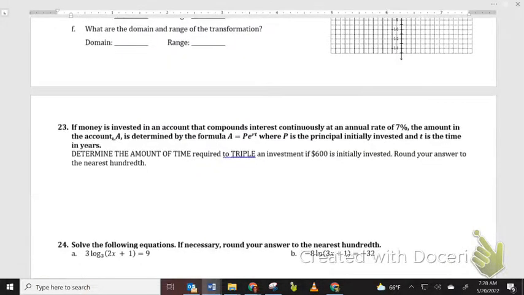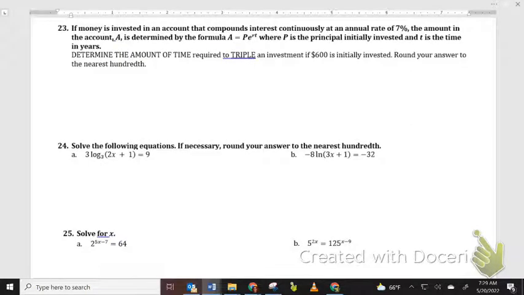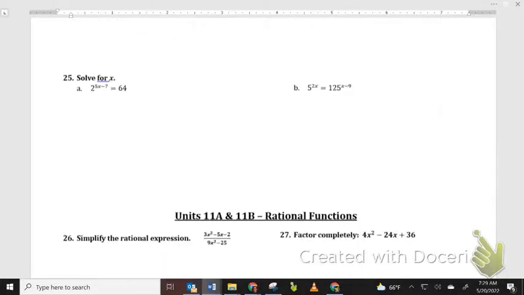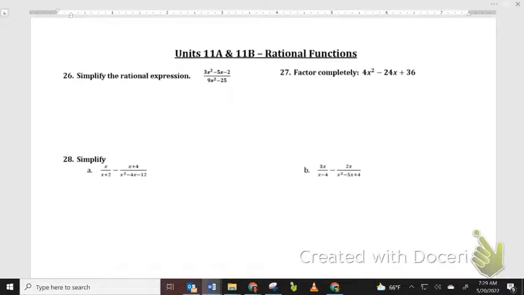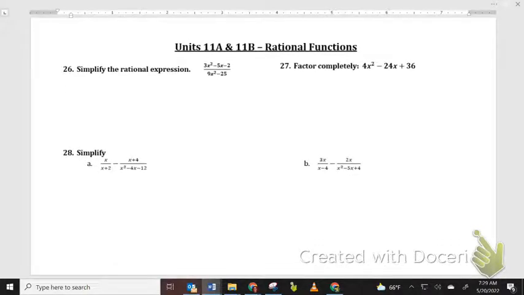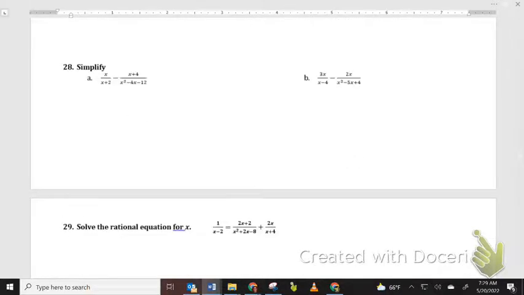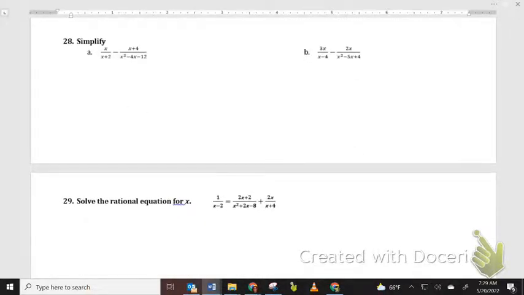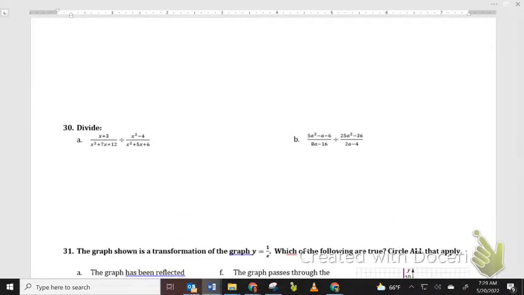So 22, I would expect to be on paper. 23, 24, 25, I would expect those to be more paper versus multiple choice. Simplifying and factoring, those strike me as things that would be more suited to multiple choice than questions like 28. So 26, 27, I would think that would be multiple choice. 28, 29, I'm thinking that would probably be more likely paper. Same thing for 30.